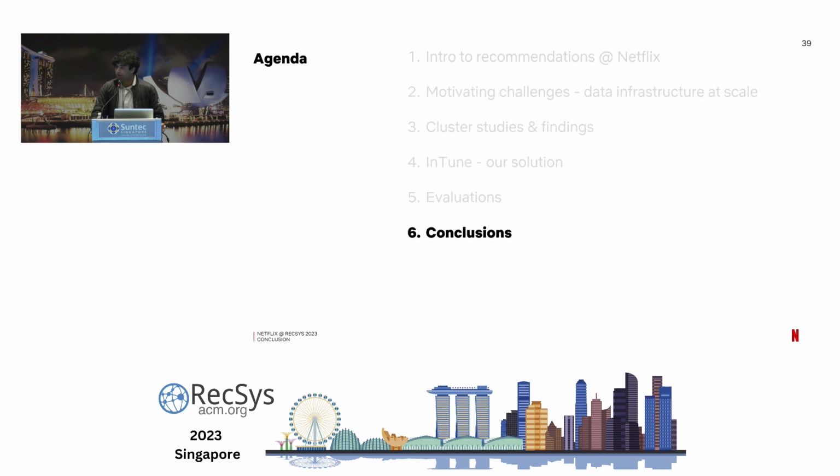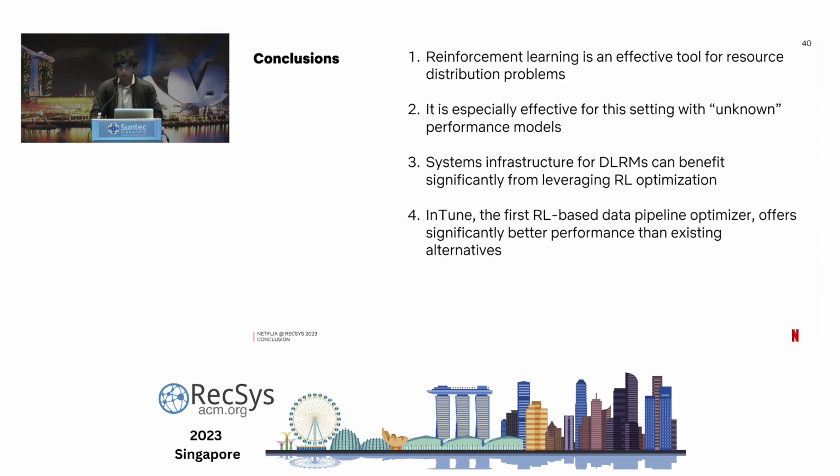So what can we take away from this study? First of all, we can see that reinforcement learning turns out to be an effective tool for these resource distribution problems, especially in situations where the pipeline is user-defined and we're treating these as black box performance models. We don't have theoretical principles about how the pipeline performs up front.